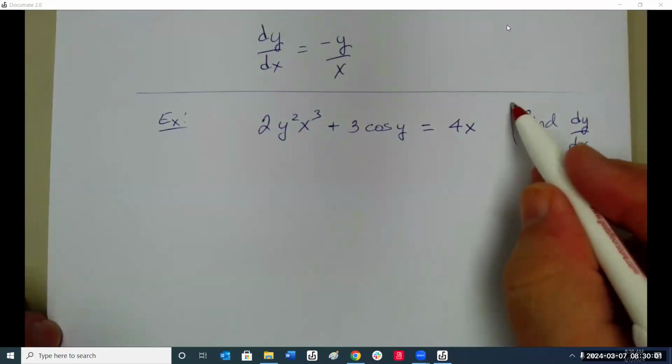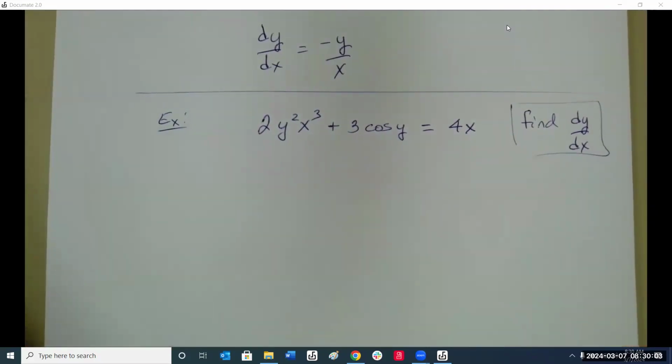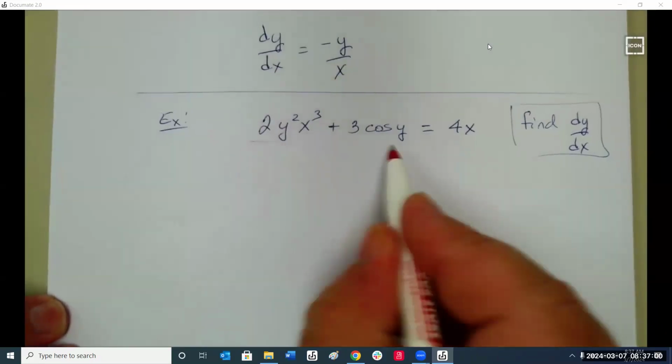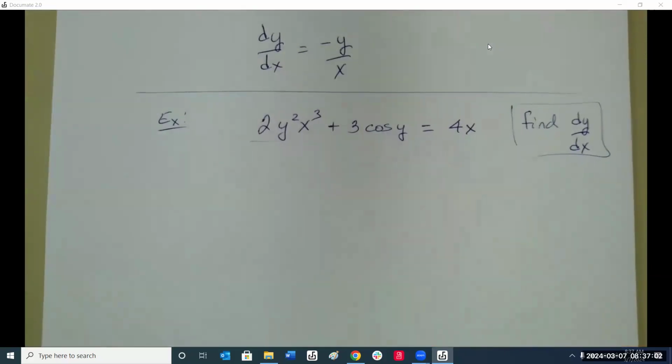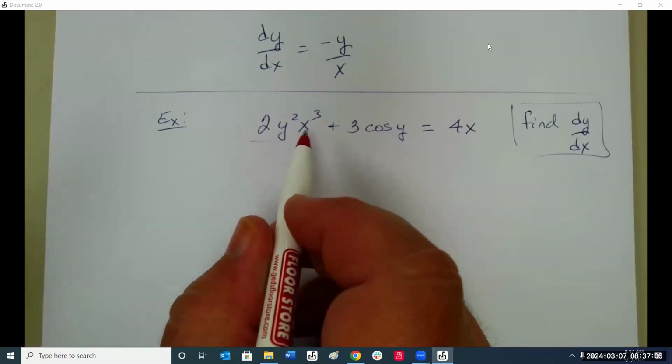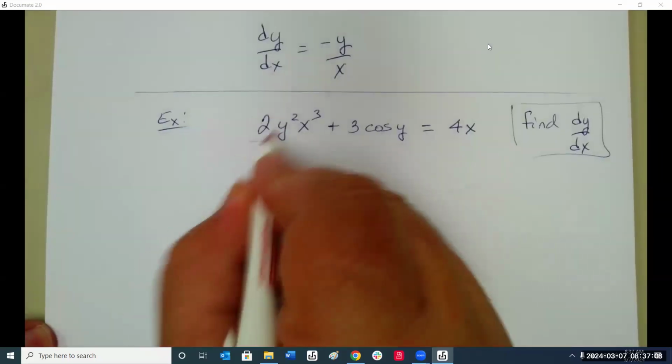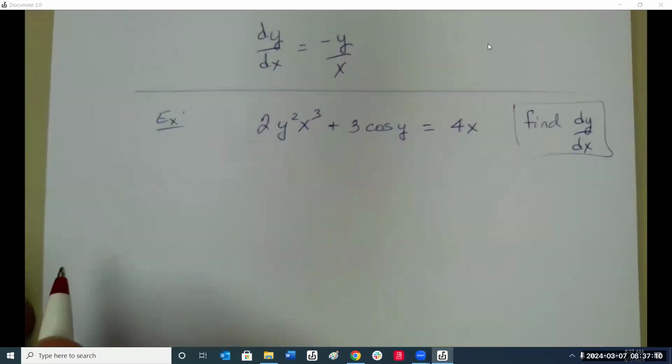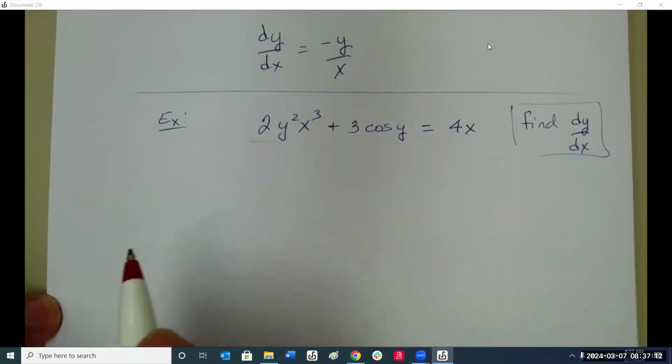Find dy dx. Okay, so let's do each of these separately. So the derivative of this one, we have to use which rule? Product. And 2 is a constant, so leave it out there alone. So we need to touch that one.